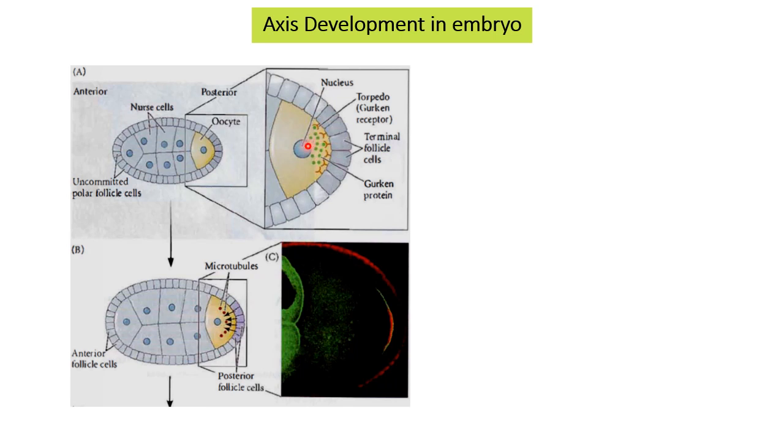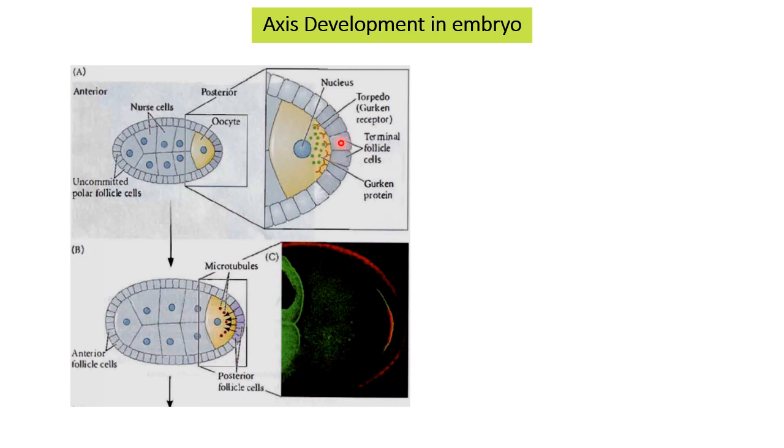into Gurken protein. These Gurken proteins are received by the Torpedo receptor. The orange or red structures on the follicle cells are the Torpedo receptors. The green are the Gurken proteins, and they bind to the Torpedo receptors of these follicle cells. As they bind to the Torpedo receptors, the posteriorization of these follicle cells occurs. Now, these follicle cells start synthesizing molecules that activate protein kinase A.